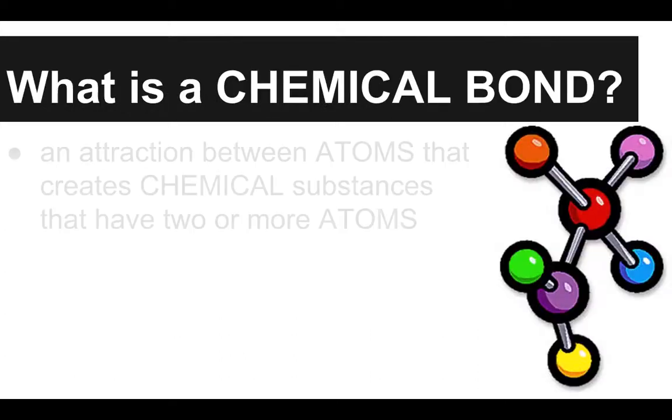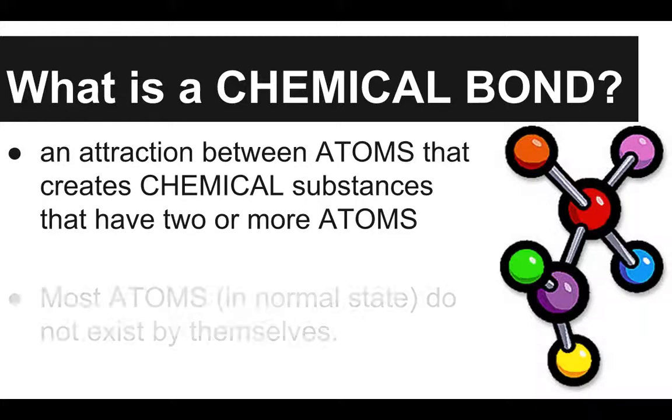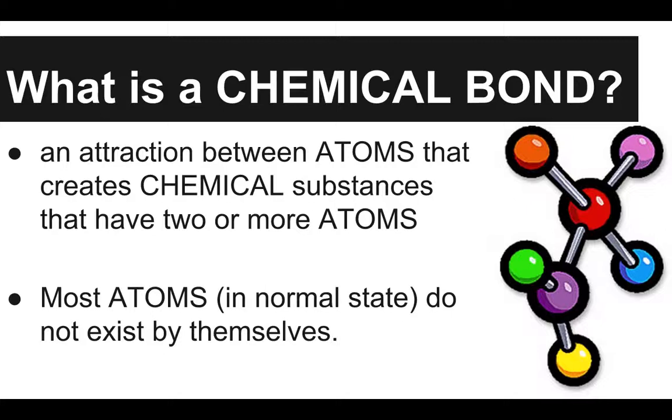Okay, so what is a chemical bond? It's basically just an attraction between atoms that creates chemical substances that have two or more atoms. So you have atoms by themselves, they bond, they get together somehow, and they form these new chemical substances, and because of that, now they have at least two or more atoms. Most atoms in normal state, or so on Earth, what we know of as normal, do not exist by themselves.